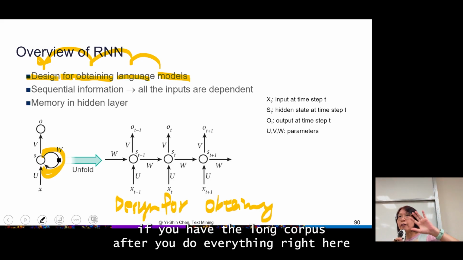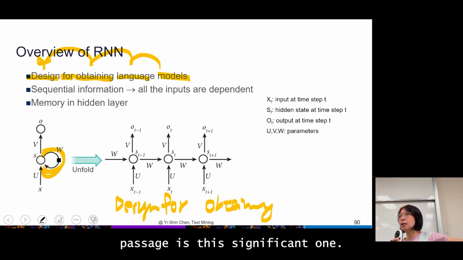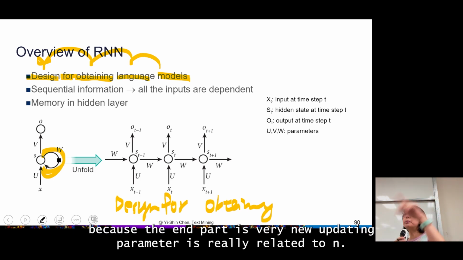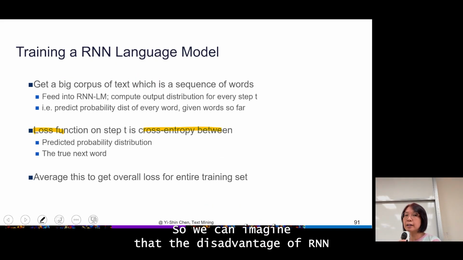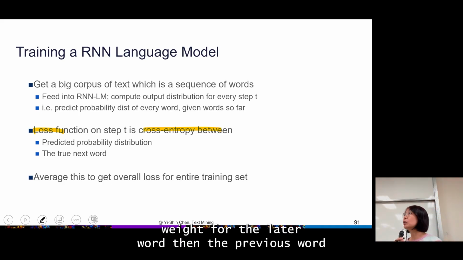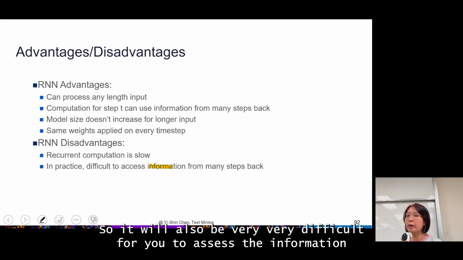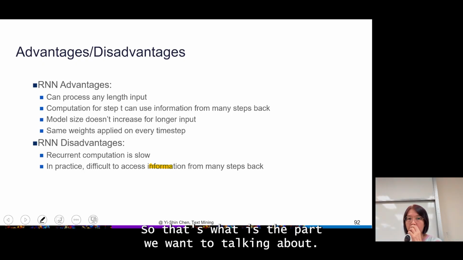You can imagine if you have a long corpus, after you do everything right here, the beginning part of your passage is the least significant one. Only the end part matters, because the end part is a very new updated parameter. It's really related to the end. So you can imagine the disadvantage of RNN: they actually give higher weight to the later words than the previous words. So it will be very, very difficult for you to access the information at the very beginning. That's the part we want to talk about.